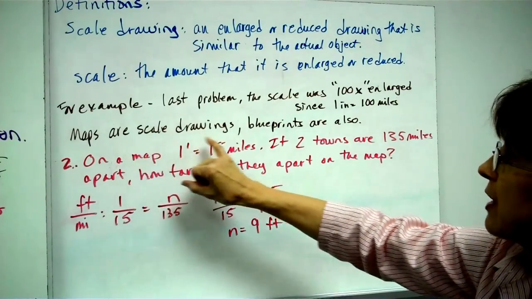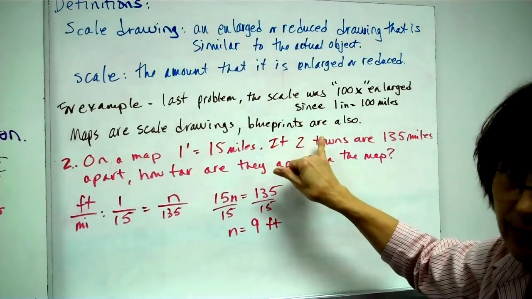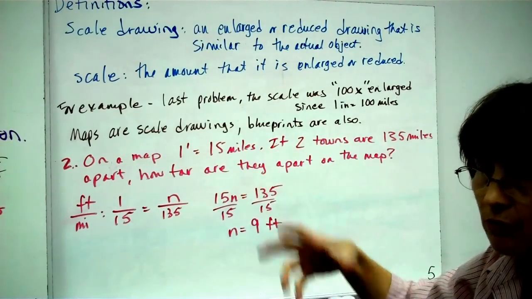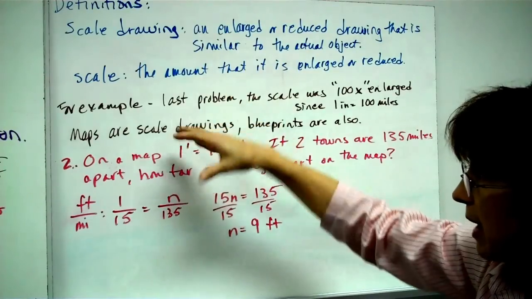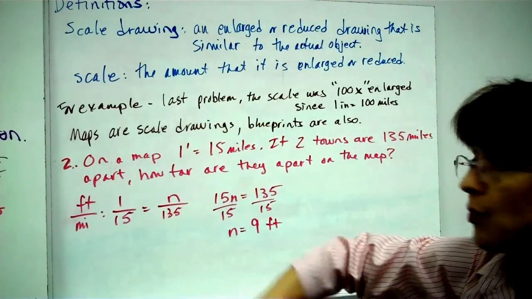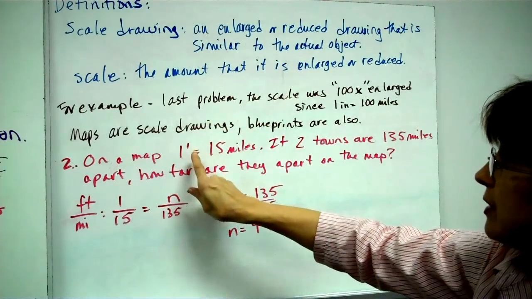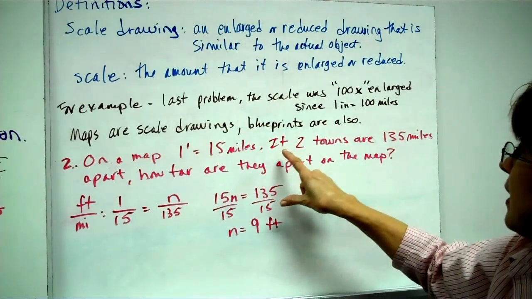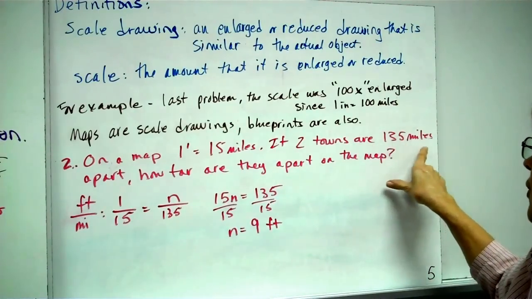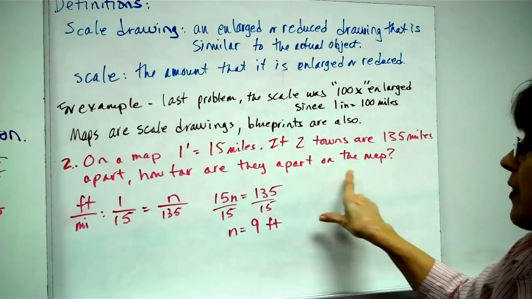So maps themselves are scale drawings, and so are blueprints. They give a lot of examples of things this is very applicable to. Okay, so let's try another one about a map. If 1 foot is 15 miles, a very big map, and two towns are 135 miles apart, how far apart are they on the map?